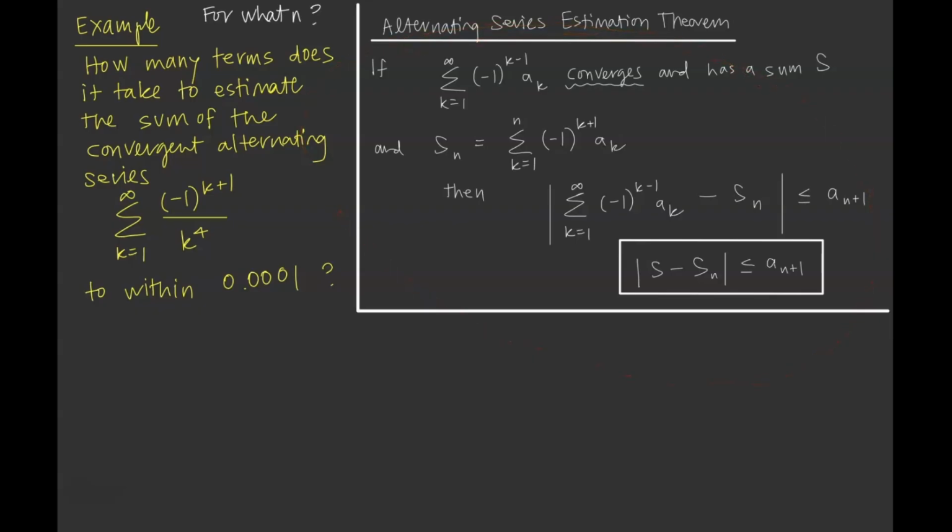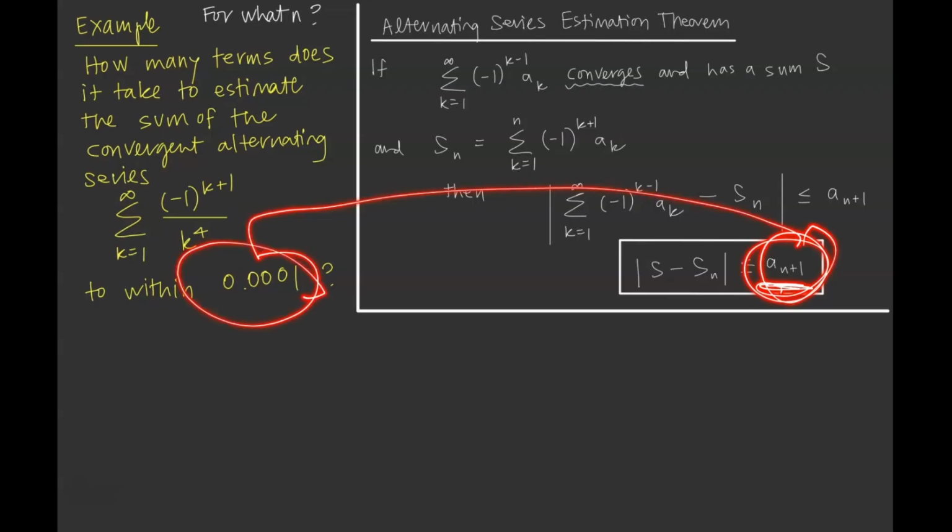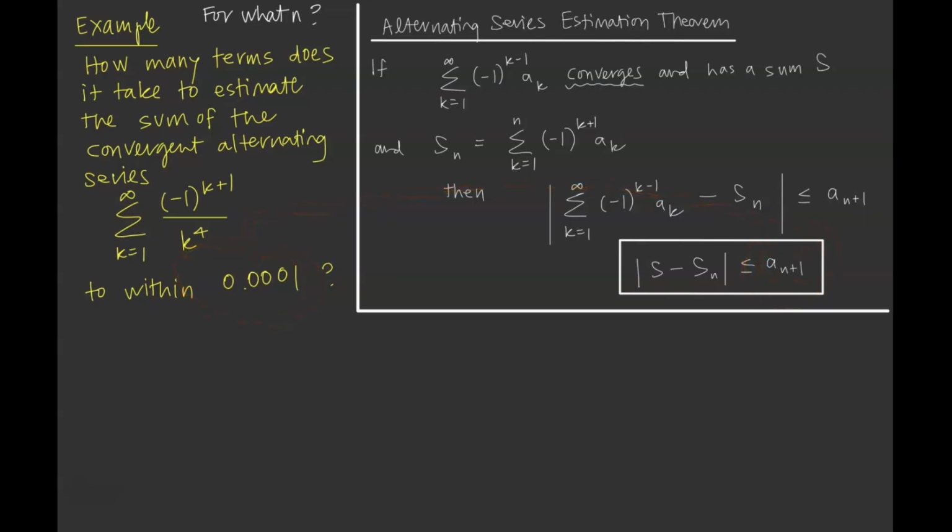This theorem tells us that the difference between the real sum and any partial sum is less than or equal to the n plus first term. So we need to find where this term is this size, and that will essentially answer our question. They say we want the difference between a partial sum and the actual sum of the series to be less than this amount. And so when does that happen?